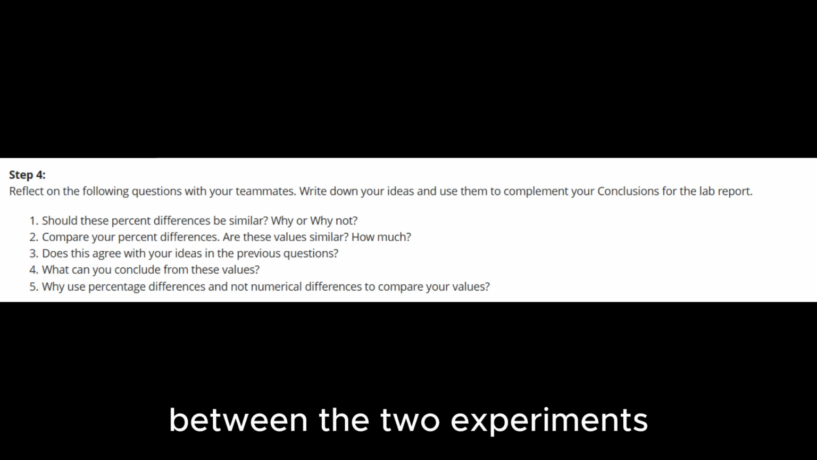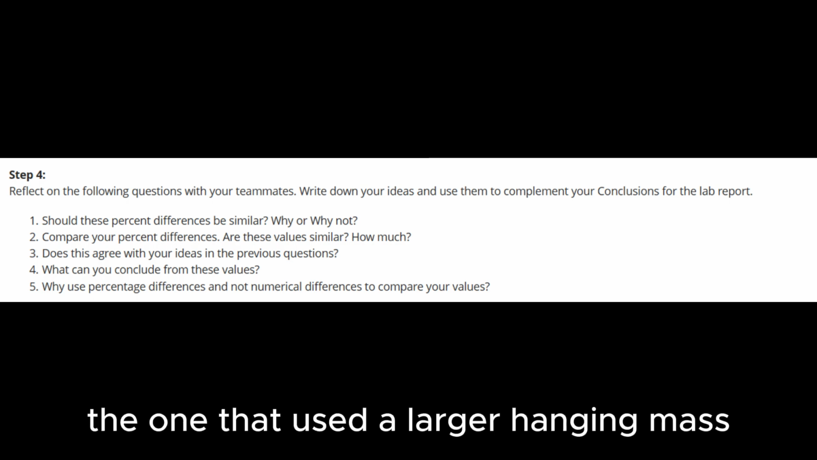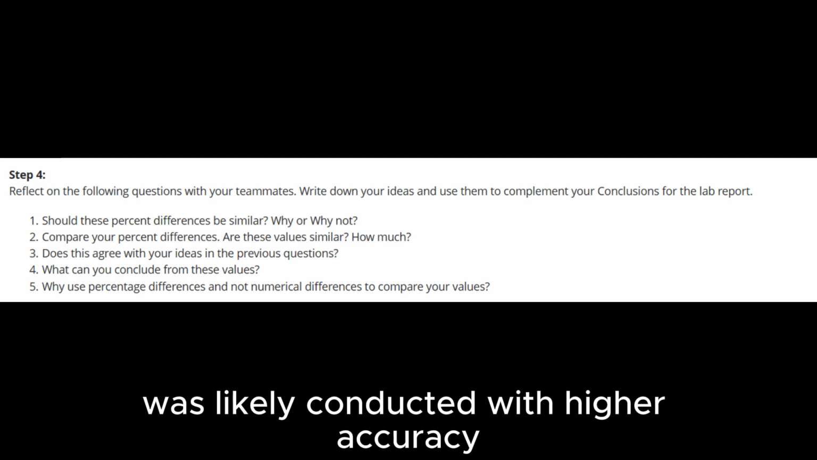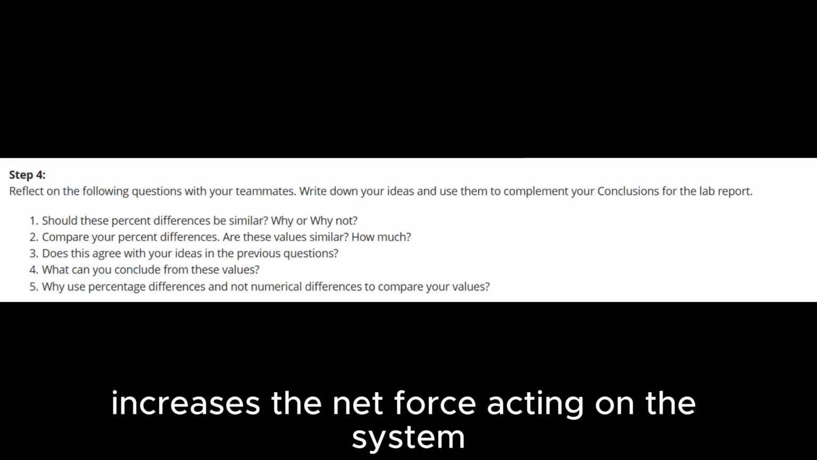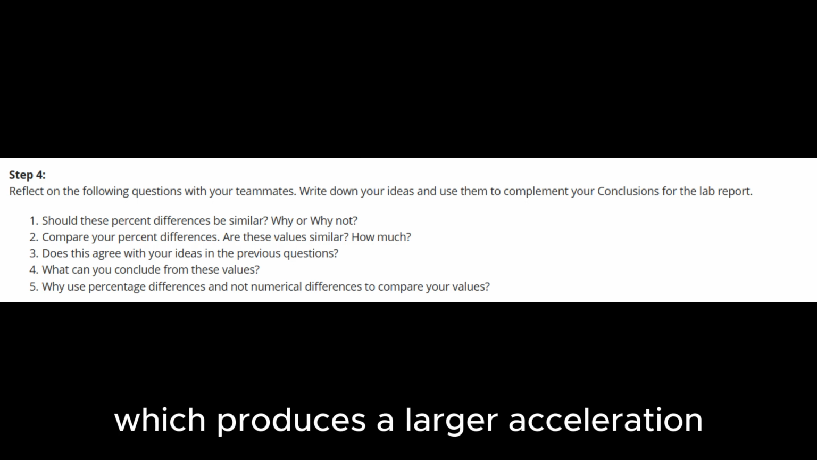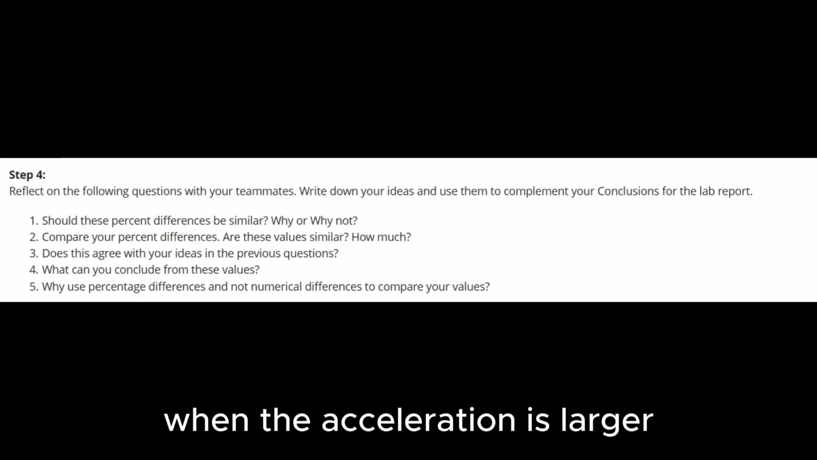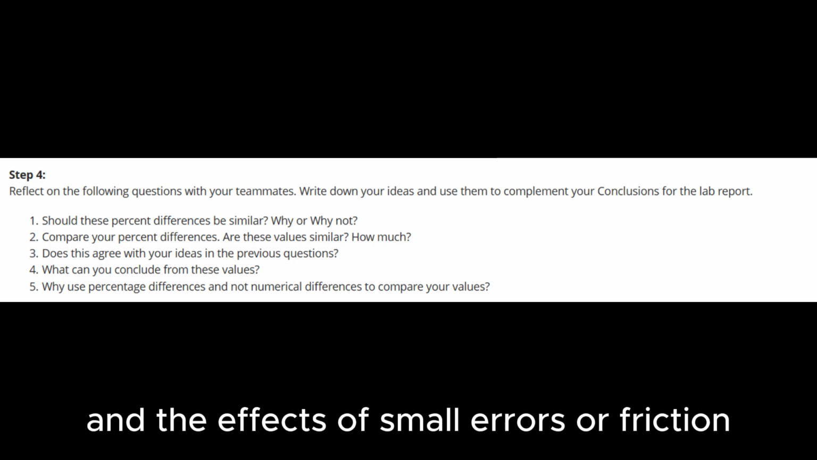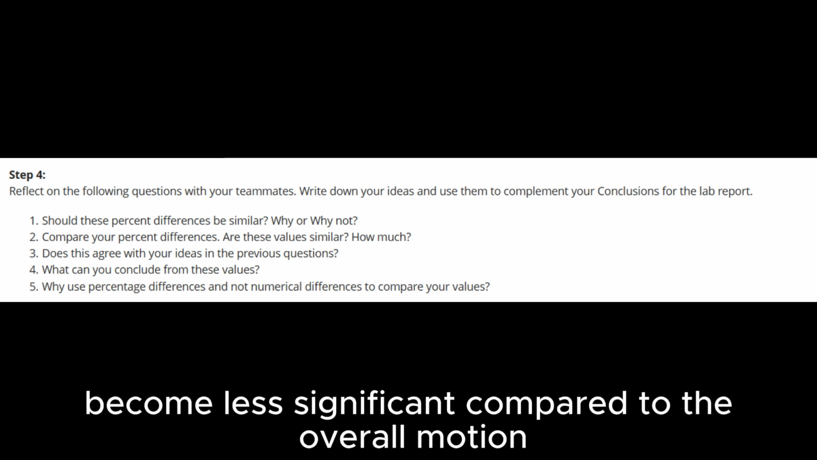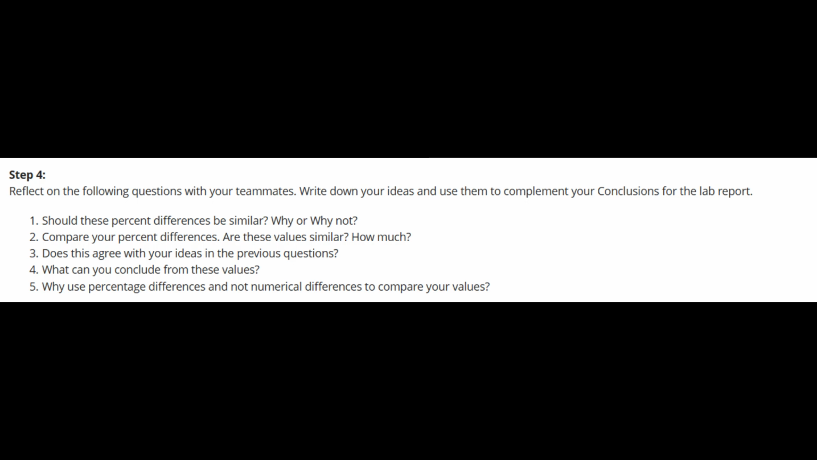Between the two experiments, the one that used the larger hanging mass was likely conducted with higher accuracy. This is because increasing the hanging mass increases the net force acting on the system, which produces a larger acceleration. When the acceleration is larger, it becomes easier to measure and the effects of small errors or friction become less significant compared to the overall motion.